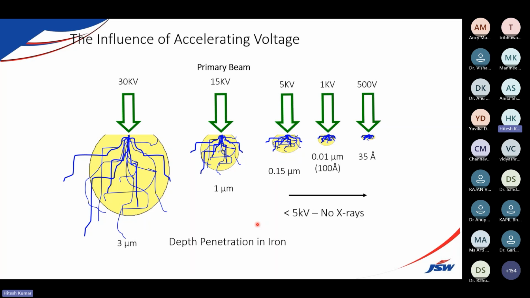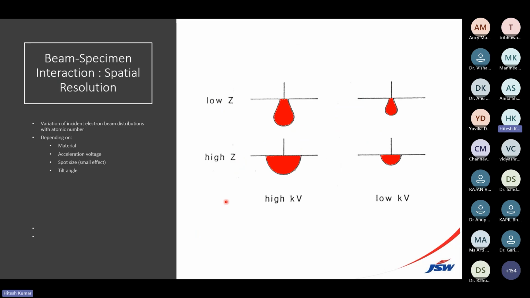And this is an iron case, because I mostly worked during my PhD and others. I worked on steel, so I'm talking about an iron case only. So the depth of electron penetration is around 3 micron when we are talking about 30 kV. But at 15 kV, it is around 1 micron. And at 5 kV, it is around 0.15 micron. At 1 kV, it is around 0.01 micron. So 35 angstrom only at 500 volts we'll talk about.